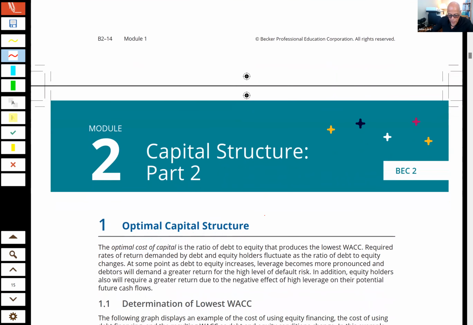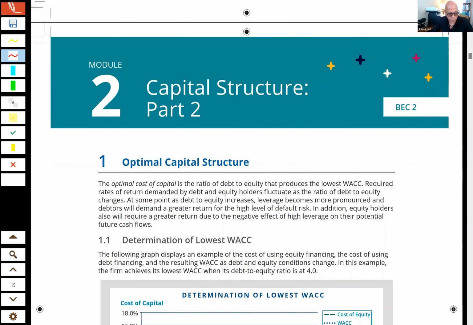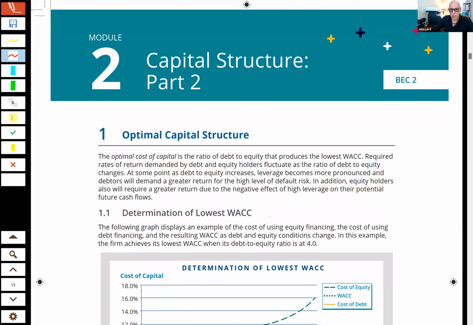Okay, let's go ahead and jump into module 2 now. We're going to really start to get primarily into some ways of analyzing the various elements of capital and really start to get into some ratios here. So we are looking for the optimal capital structure, which is the one that's going to give us the lowest weighted average cost of capital.